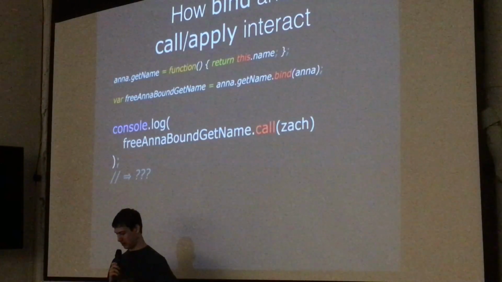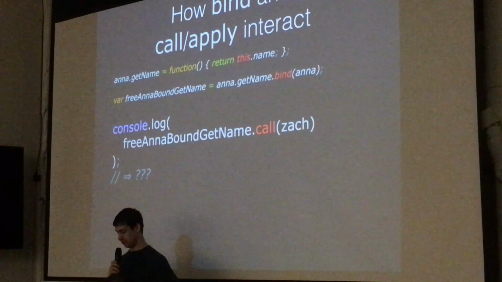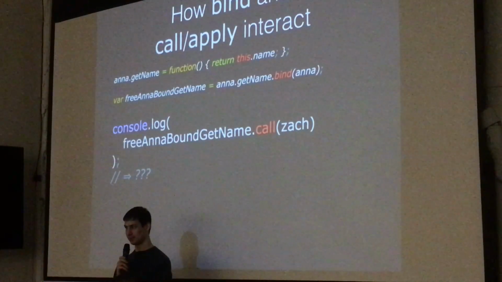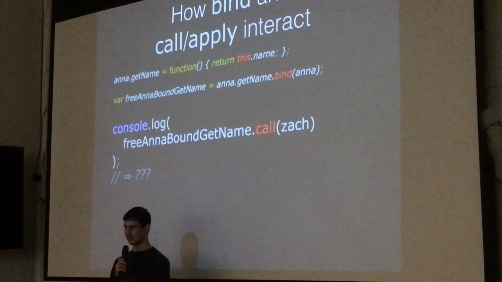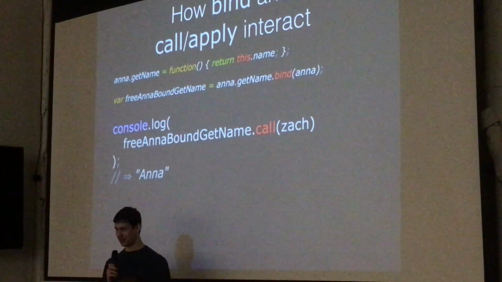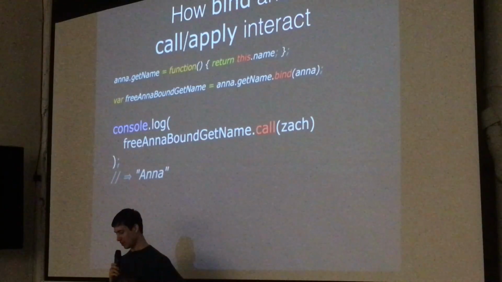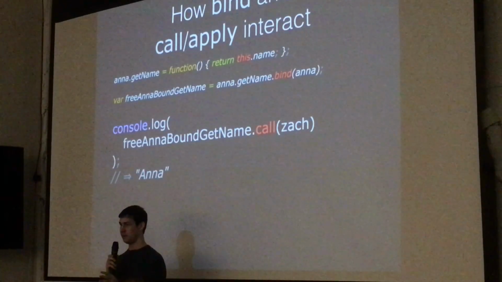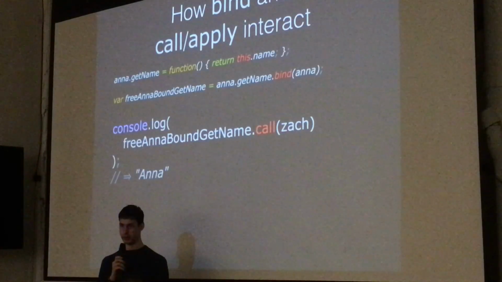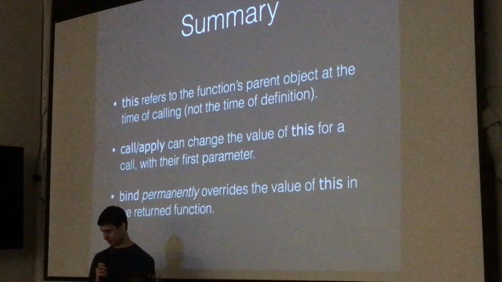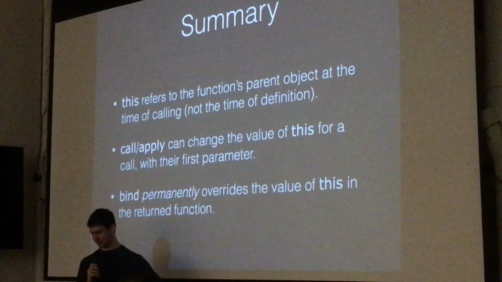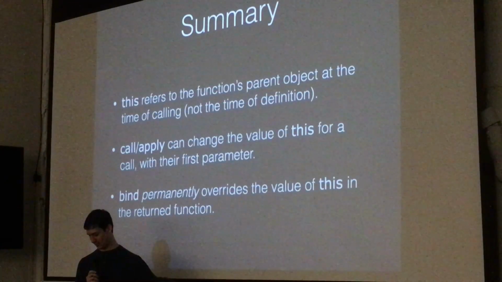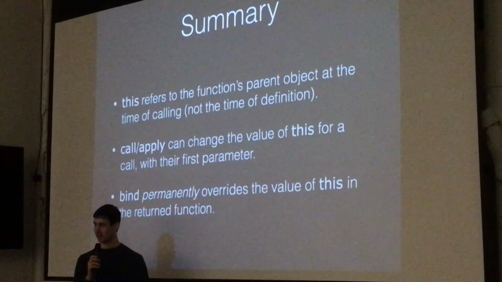But what about when it's not bound, and we're not calling a method on Zach anymore? We're just calling a variable without a parent. Still Anna. So the priority is bind takes the highest priority, and then call. And then if there's no call, then it's the parent object at the time of call. So, yes, exactly this. And that's all I have to say about this.